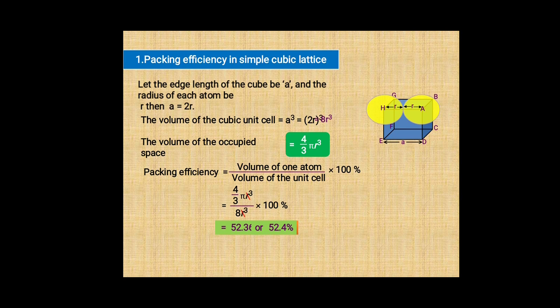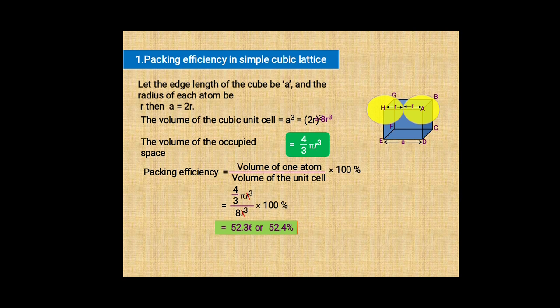It means all edges are having the same edge length, that is a. And the radius of each atom be r. Look at the yellow sphere, radius is mentioned. So radius of each atom is r. Then what is edge length? Edge length a will be equal to 2r, because from the diagram you can see a will be equal to 2r. Then the volume of the cubic unit cell will be equal to a³, you know from the previous slide. What is a there? a is 2r, previous line.